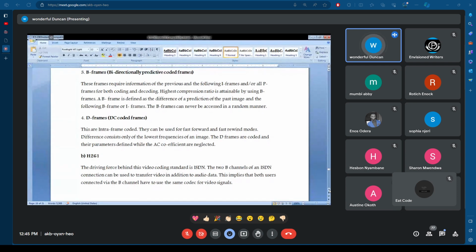The differences are coded and their parameters defined, while the AC coefficients are neglected.